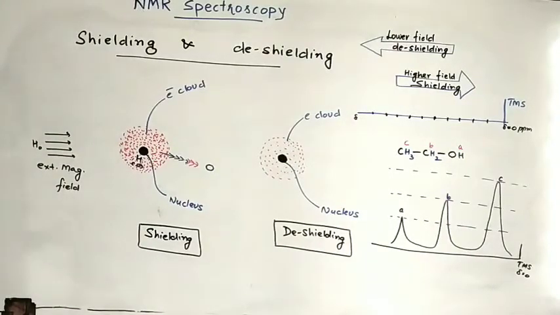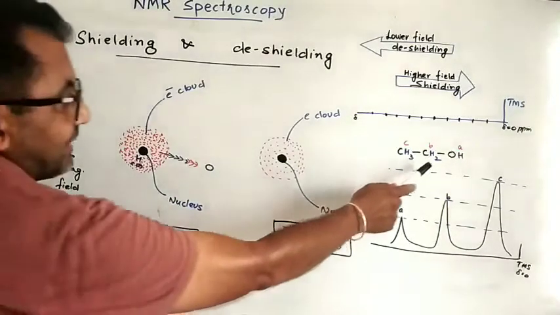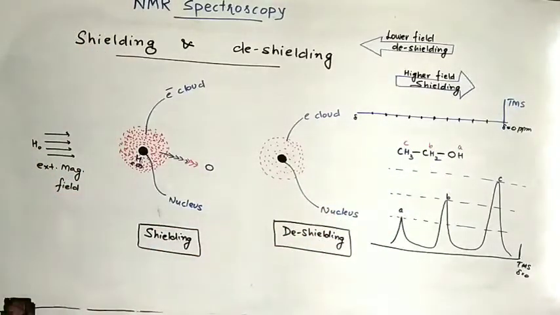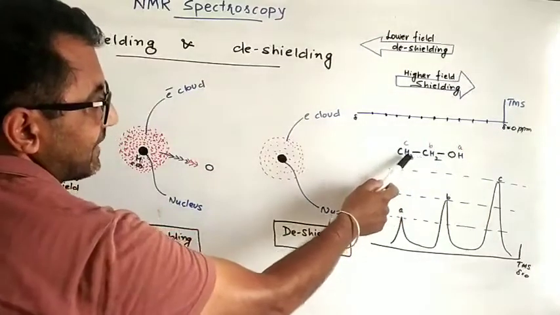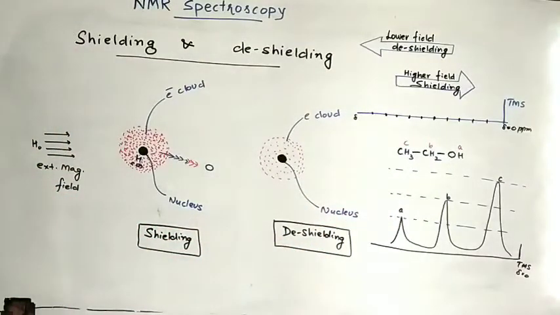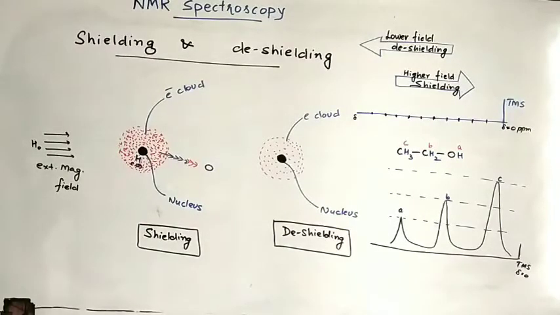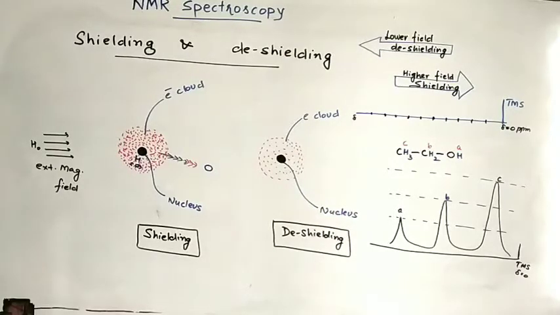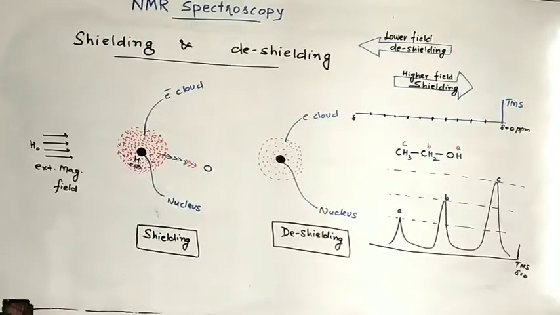That's why the signal of A appears at this side. Okay, now you can compare B and C also. In proton B, there are two protons. The oxygen is attached to a carbon, but this oxygen is far away from the C protons. It means at the C protons the electron density will be maximum. At B the electron density will be less. At A the electron density will be minimum. So depending upon the electron density, these protons come into resonance at different field strengths.